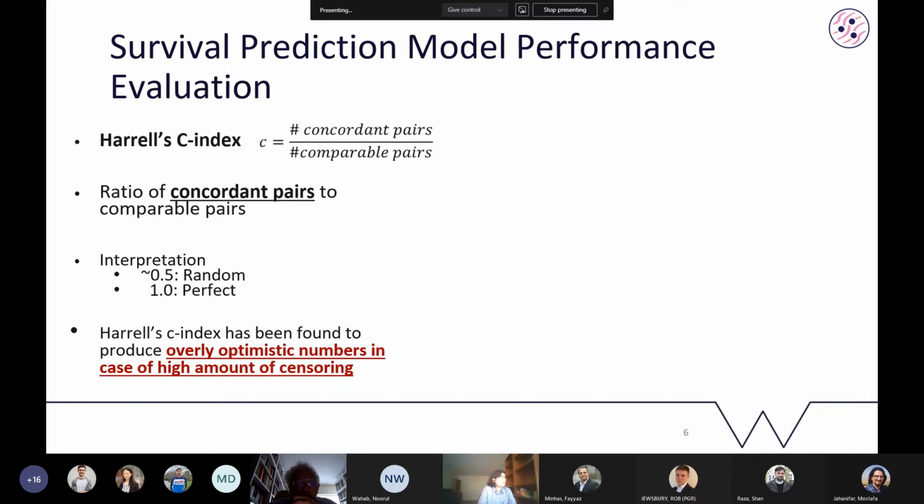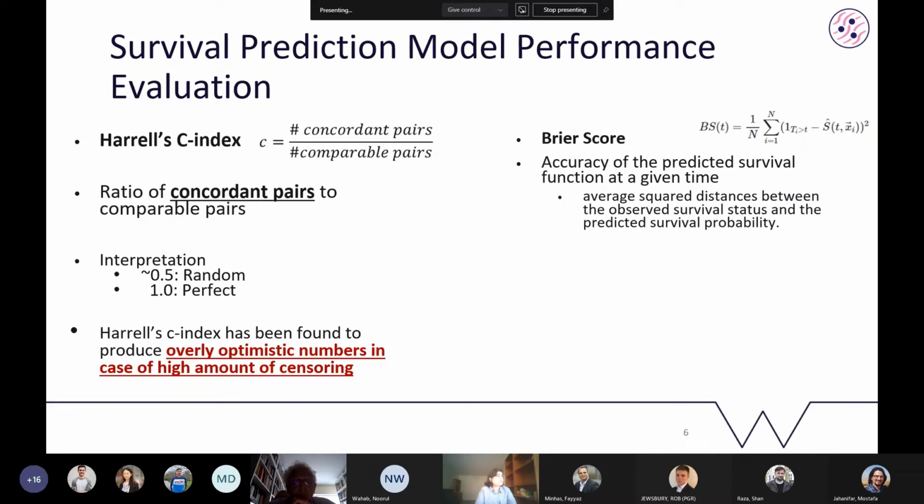You typically get a value between 0 and 1. Theoretically, a value close to 0.5 would mean random performance. However, a perfect survival model would give you a C index of 1.0. There has been a lot of study in the literature, and it has been found that concordance indices can be overly optimistic in case of high amounts of censoring. So if you have a large number of censored examples, you may not want to use concordance indices.